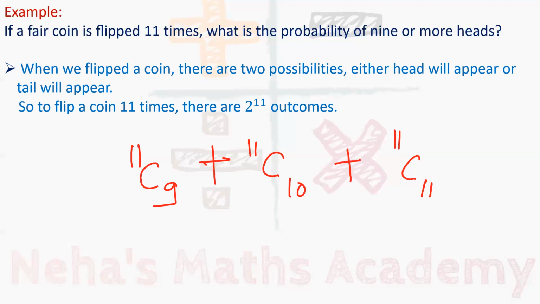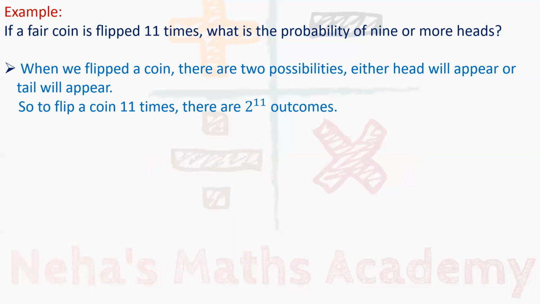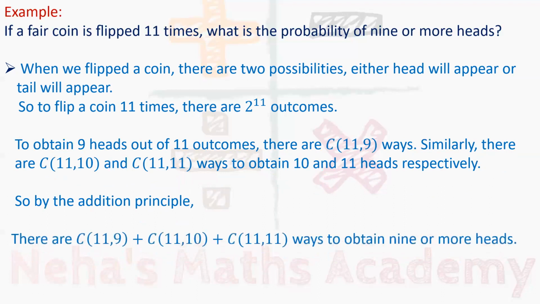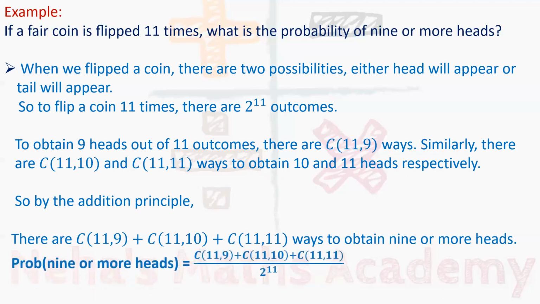So here we should use the addition principle. So our numerator becomes C(11,9) plus C(11,10) plus C(11,11). So the required answer, the probability of obtaining 9 or more heads, is equal to C(11,9) plus C(11,10) plus C(11,11), divided by 2 raised to 11.